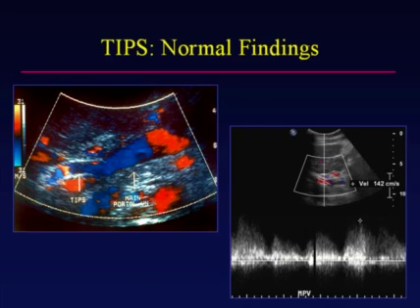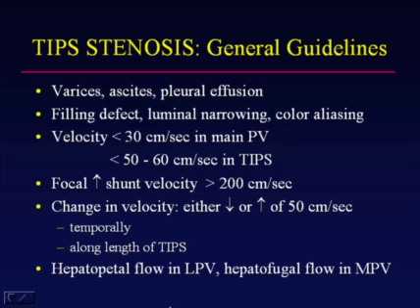So here is an example of a normal tips, and you can see that it has a very echogenic wall. It is completely filled in with color, and you see pulsatile flow, high velocity, 142 centimeters per second along the length of the tips. And this arrow in the main portal vein indicates where you want to make the velocity measurement in the main portal vein, again in the midline, about 2 to 3 centimeters towards the midline or towards the left from the proximal end of the tips.